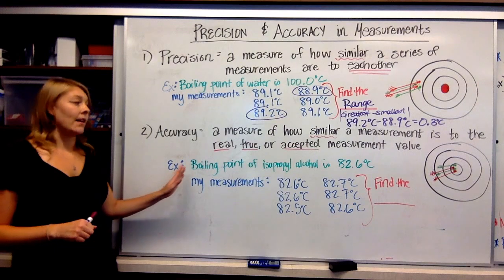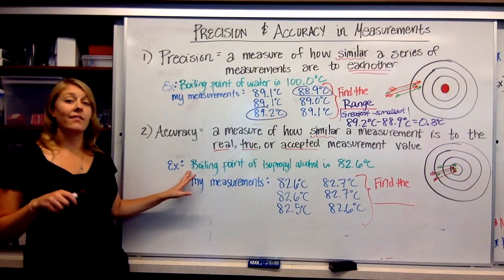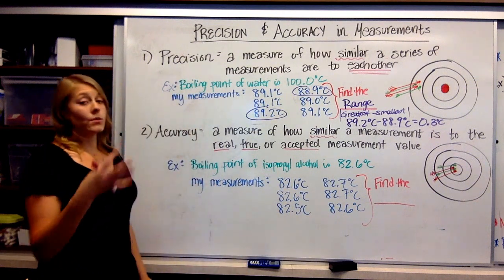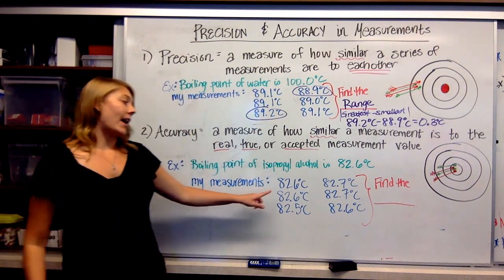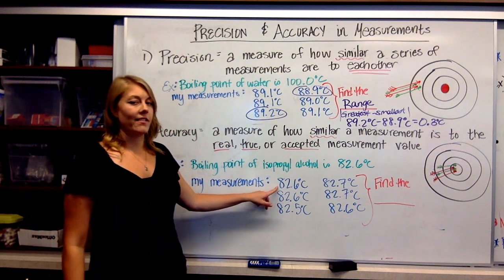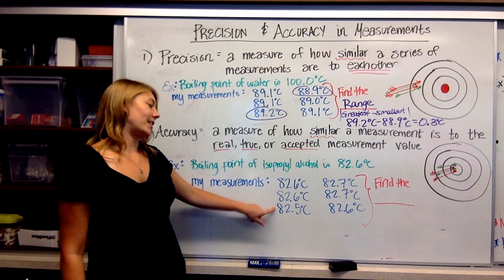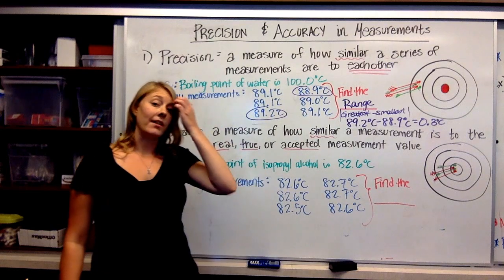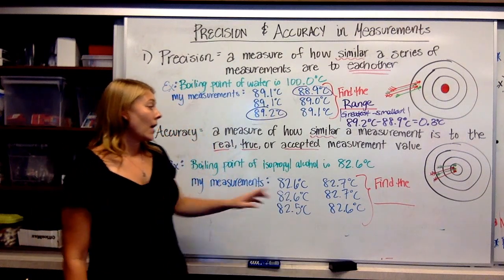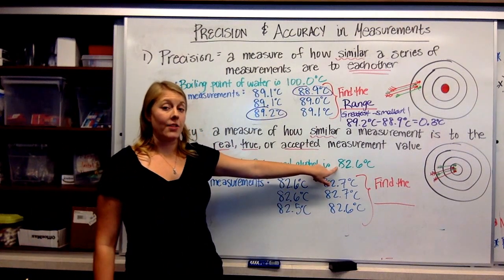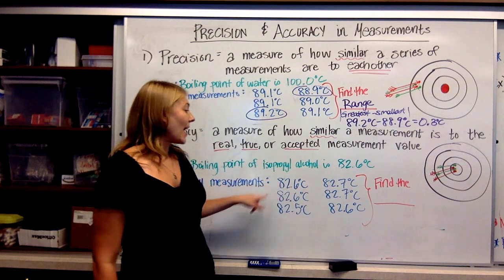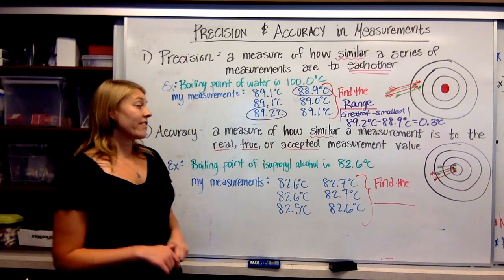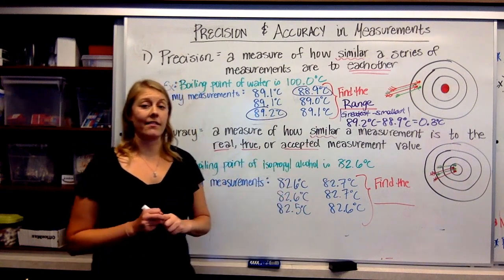If we're looking again at science, we have the boiling point of isopropyl alcohol, 82.6 degrees Celsius. If I go into the lab again and I take measurements, and I get measurements of 82.6 degrees Celsius, 82.6, 82.5, 82.7, 82.7, 82.6, all right? My accepted value is 82.6 degrees Celsius. I can tell just by looking at all of these values that they're very close to 82.6 degrees Celsius.